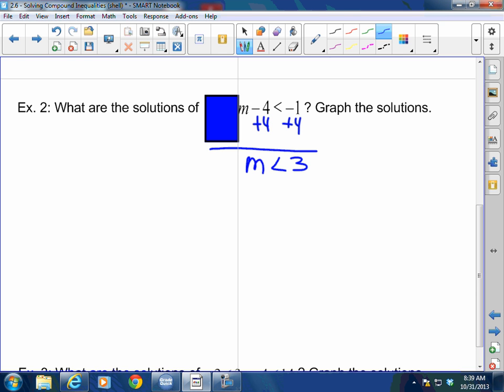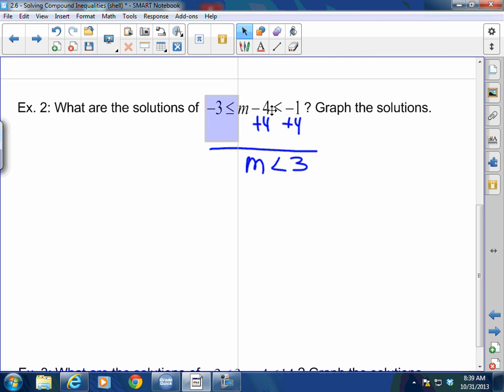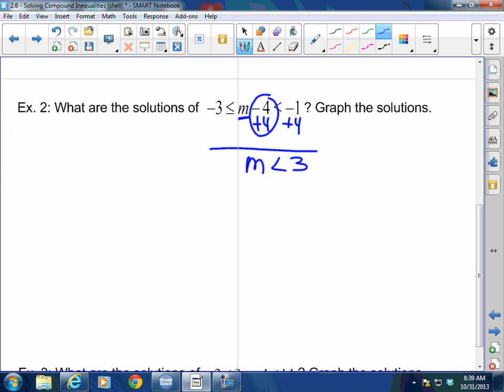Yeah. However, I have another side. So what does that mean? Excellent. Whatever you do to the middle to get the variable alone must be done to both sides. So now I have 1, and that's it. M is greater than or equal to 1, but less than 3.